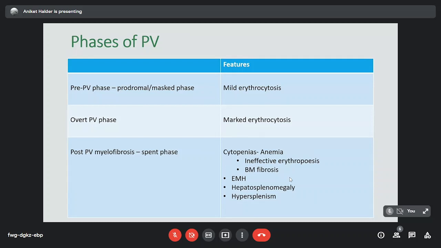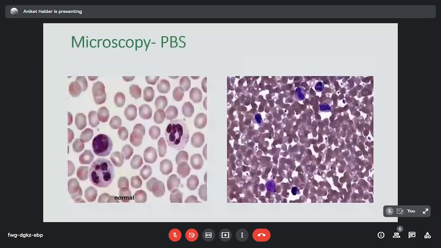in which there will be cytopenias, which include anemia. This anemia is due to ineffective erythropoiesis and also due to increased fibrosis in the bone marrow. This increased bone marrow fibrosis will lead to extramedullary hematopoiesis with resulting hepatomegaly and splenomegaly, and later this splenomegaly will again cause anemia by virtue of hypersplenism.